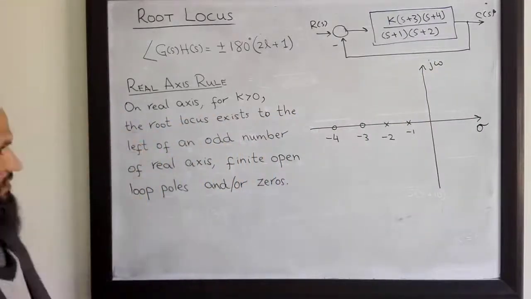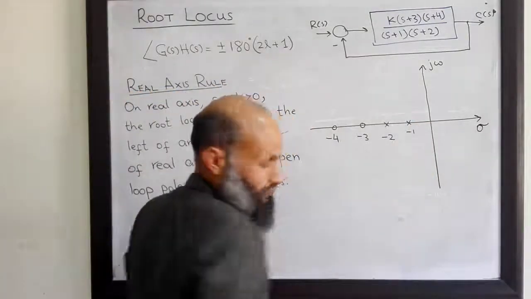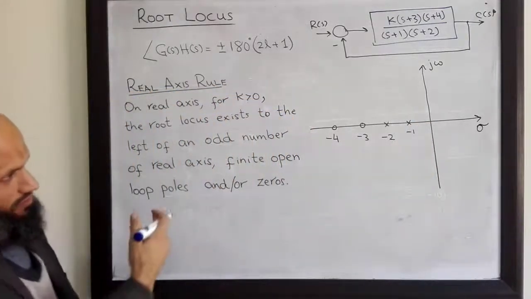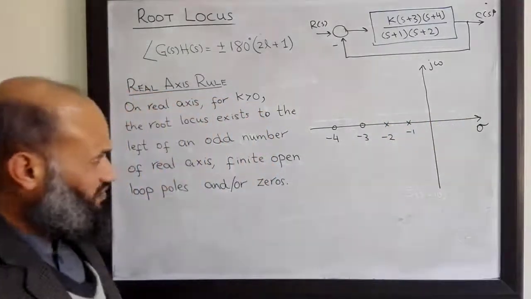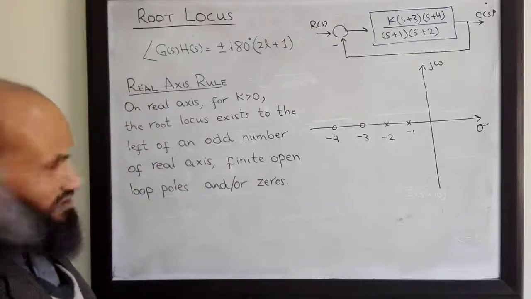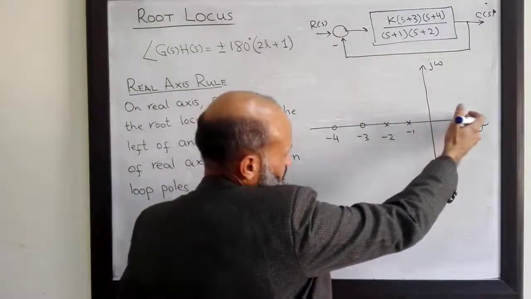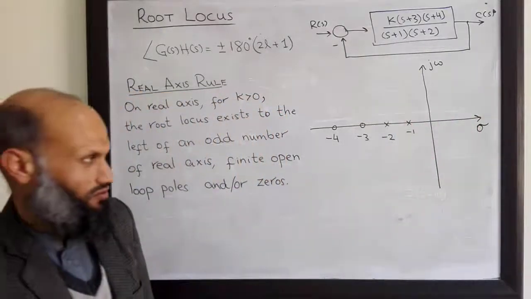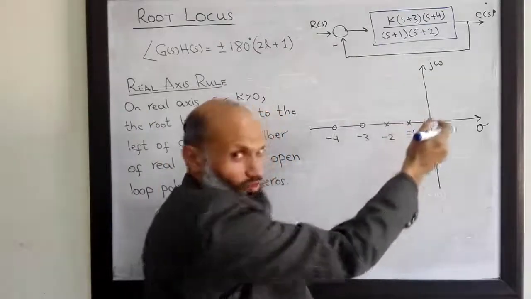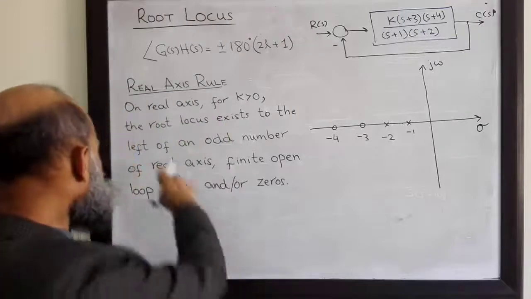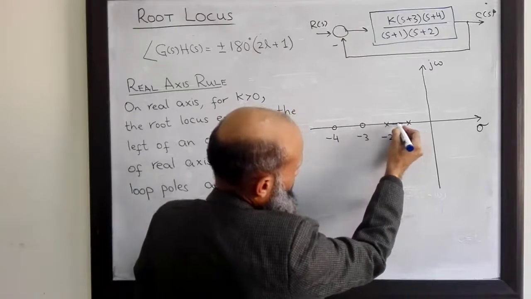So we apply this real axis rule. So are these points part of the root locus? No, because to the right of these points there are 0 poles and zeros. 0 is generally considered as even. So this part of the real axis is not part of the root locus. What about these points? To the right of all these points there is one pole. So 1 is odd. So odd number of poles means this is part of the root locus.